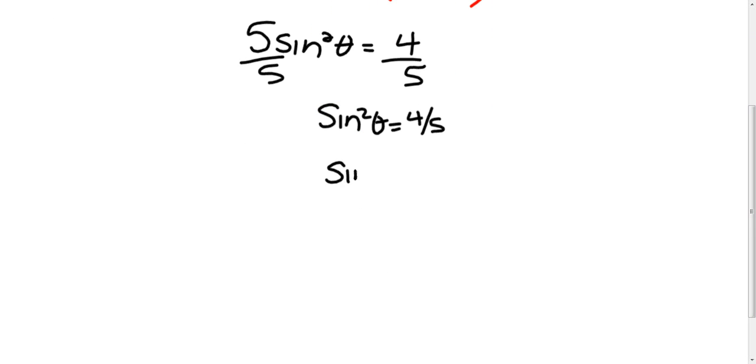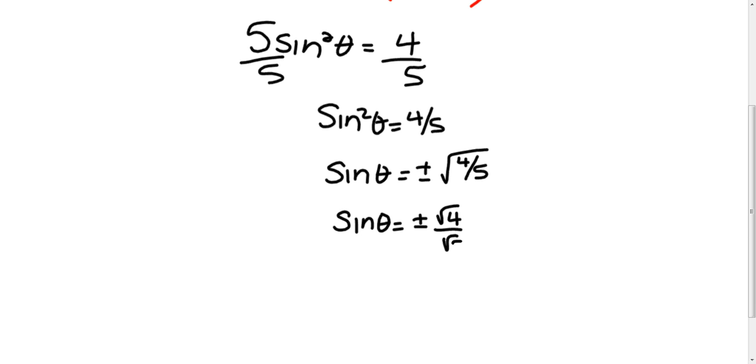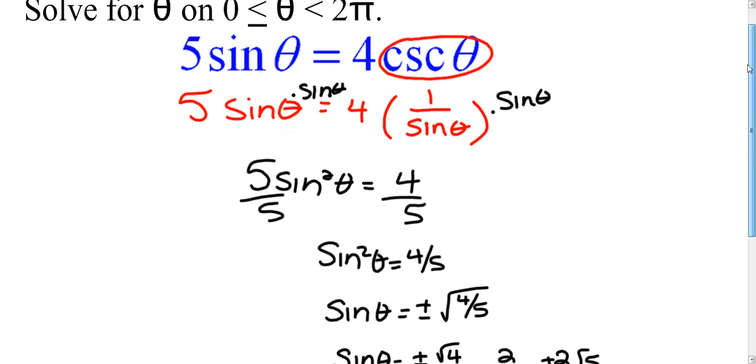So I first of all need to square root both sides. Okay, and you can just leave it like that. I know technically that has a radical in it, but I'll simplify it for you. This is really the square root of 4 over the square root of 5, which is really 2 over root 5, which is really 2 root 5 over 5. This is still plus or minus. There is no spot on the unit circle where sine is going to be 2 root 5 over 5.